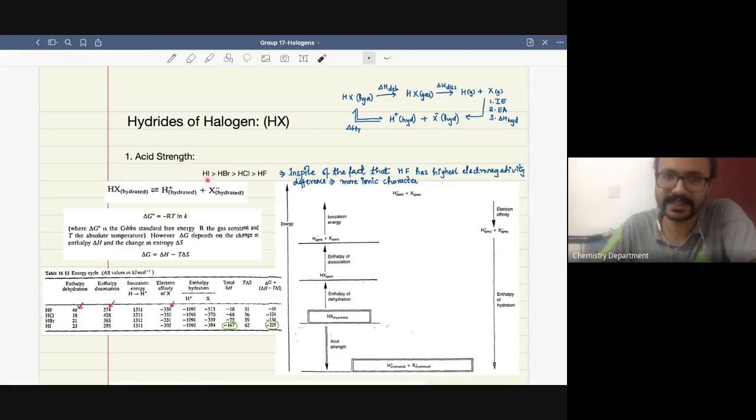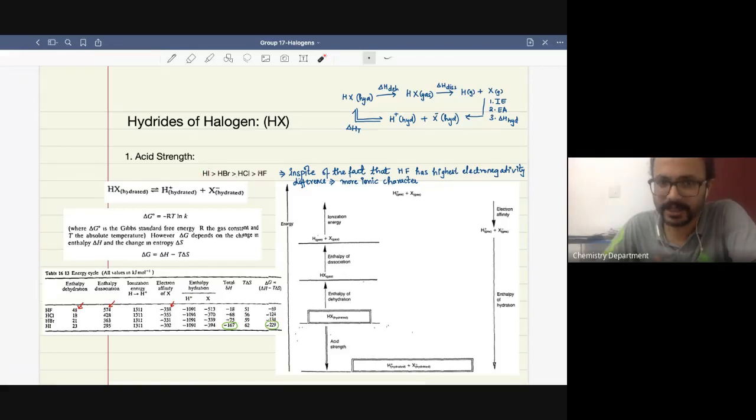They are all acidic in nature. If we place them according to their acid strength, we find that HI is the most acidic, and HF is the least acidic. The reason is that the HI bond strength is weaker compared to the HF bond strength, so it is easier to cleave to form the H plus ion.